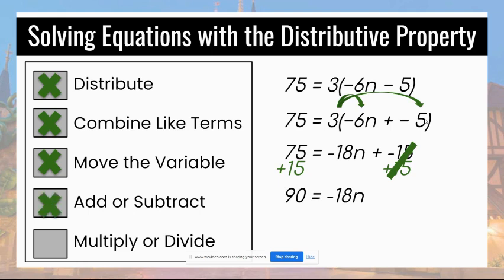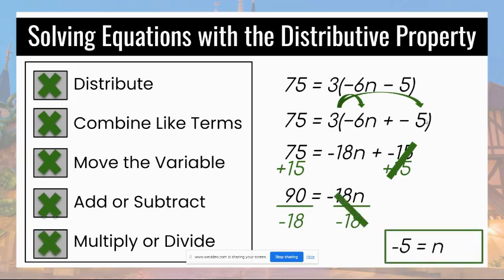The last step is to get n by itself. Well, currently negative 18 is being multiplied by n. So I'm going to divide both sides by negative 18. And I get that n is equal to negative 5.